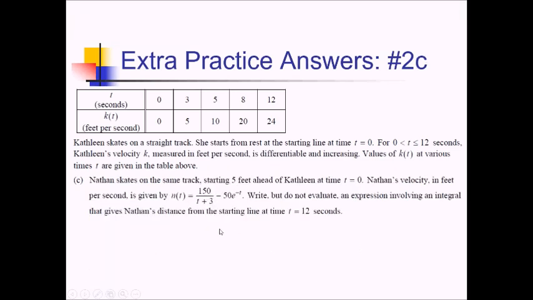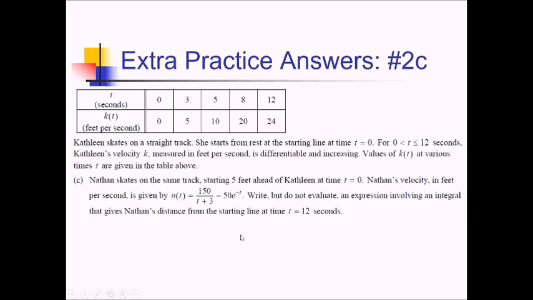For this part of the problem, we have a new skater, Nathan, starting 5 feet ahead of Kathleen at time 0. Nathan's velocity is given by this n of t function, which also is measured in feet per second. They want us to write but not evaluate an expression with an integral that gives Nathan's distance from the start line at time 12 seconds.